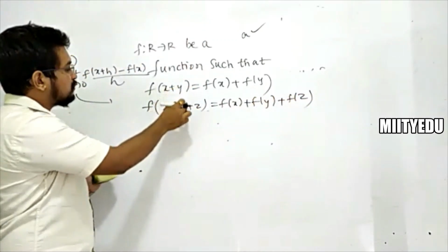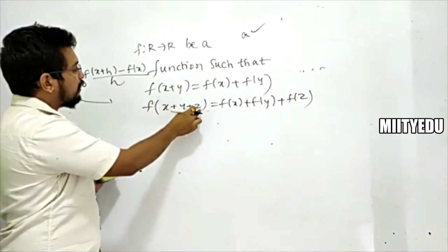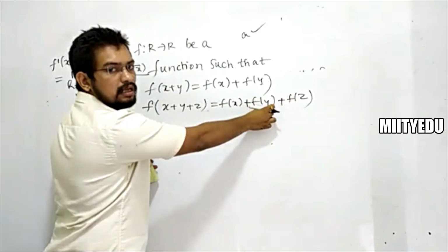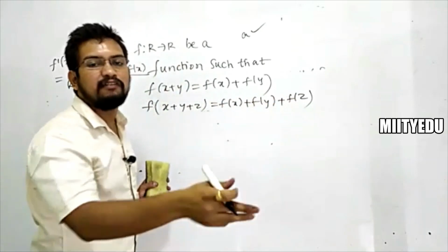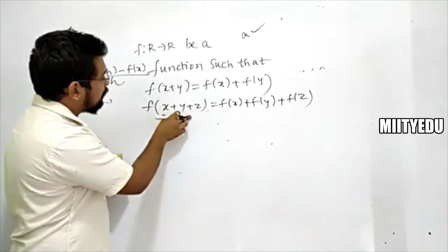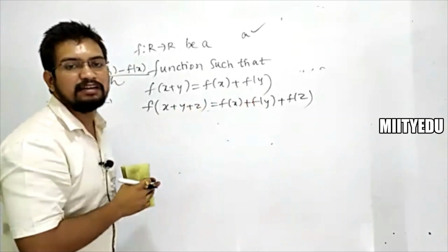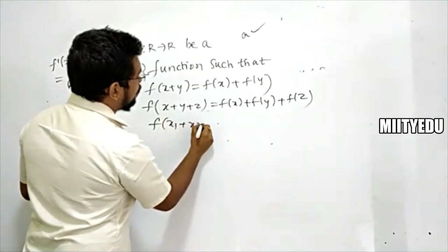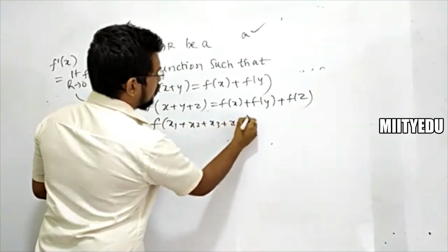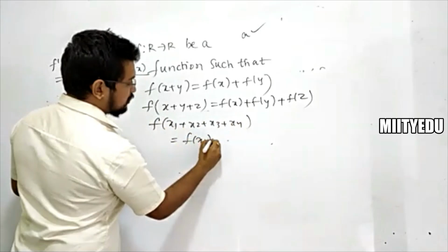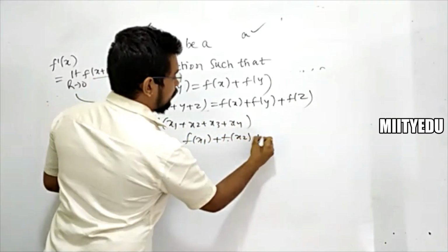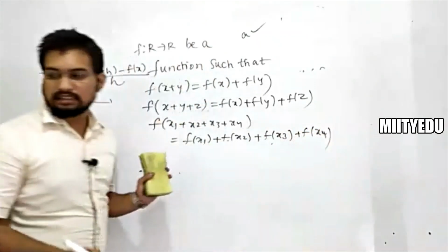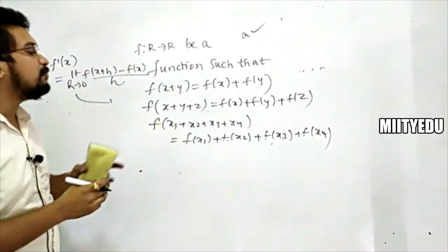In place of y, you write y plus z. So I'll write f of x plus f of y plus z. Again, f of y plus z can be written as f of y plus f of z. So f of x plus y plus z is f of x plus f of y plus f of z. Similarly, f of x1 plus x2 plus x3 plus x4 can be written as f of x1 plus f of x2 plus f of x3 plus f of x4.